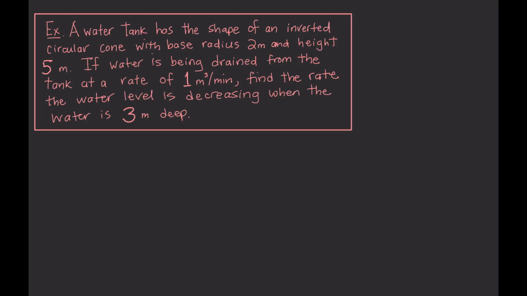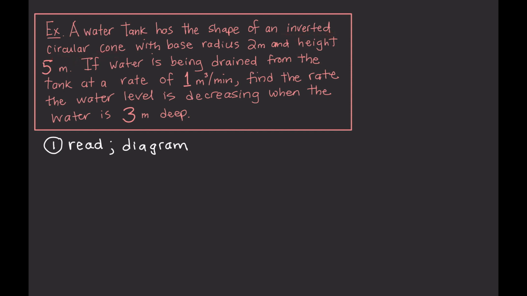So here we have another related rates word problem. And the very first thing we always do is we carefully read the problem as many times as it takes. And then we try to make a diagram. Okay. So in this problem, we have a water tank that has the shape of an inverted circular cone.